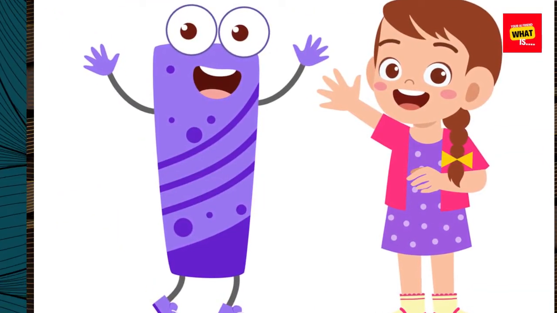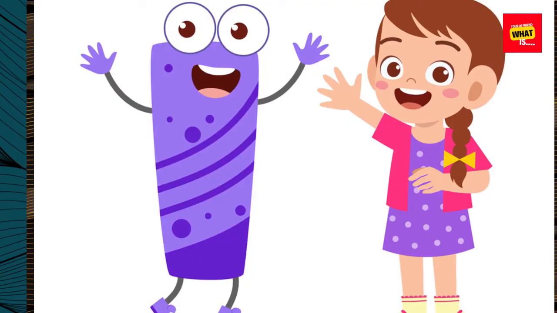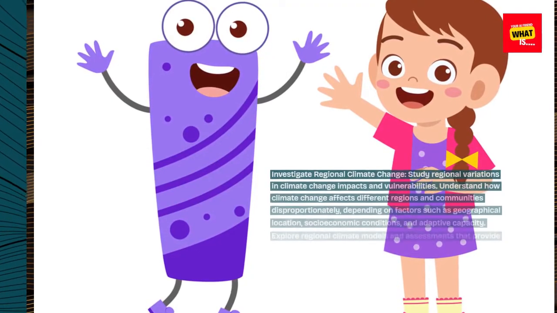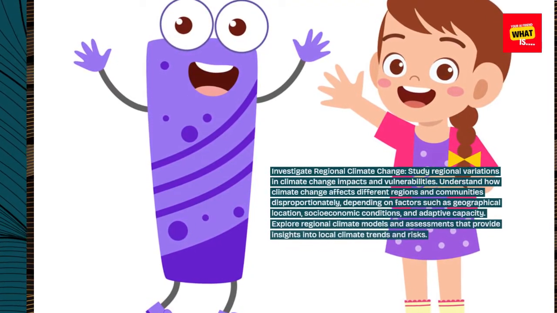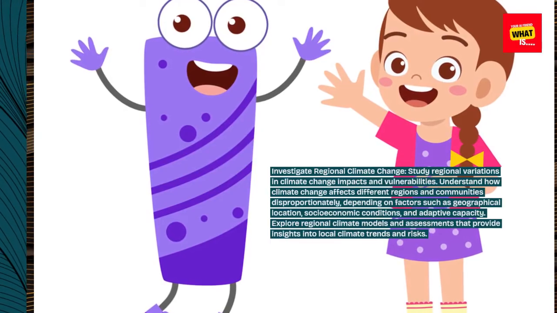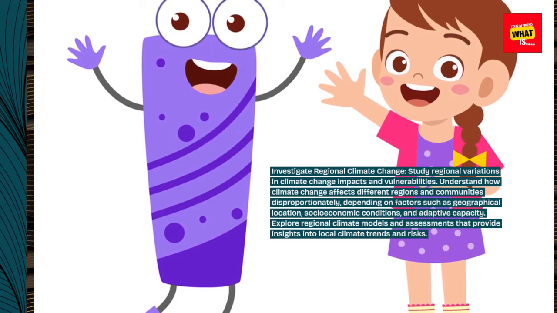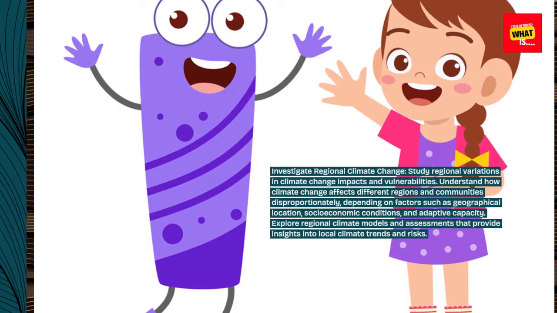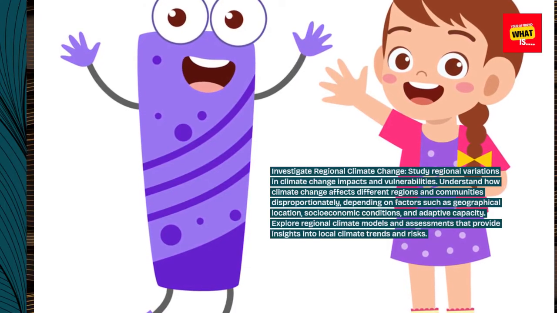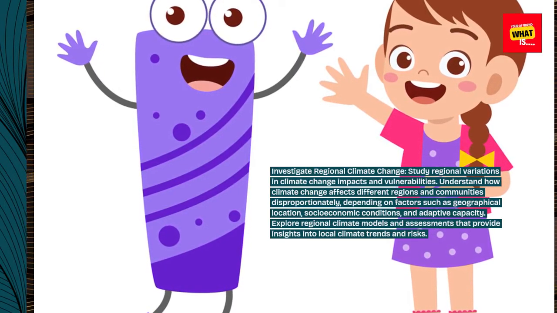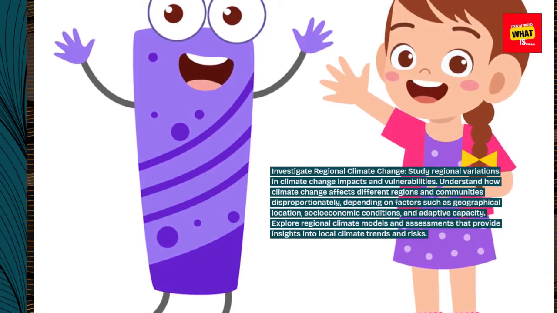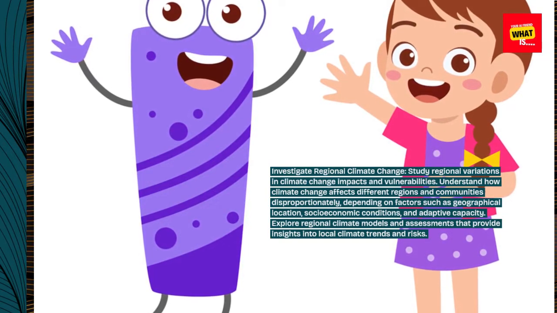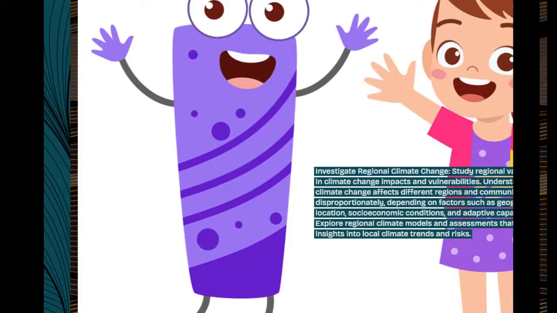Investigate regional climate change. Study regional variations in climate change impacts and vulnerabilities. Understand how climate change affects different regions and communities disproportionately, depending on factors such as geographical location, socioeconomic conditions, and adaptive capacity. Explore regional climate models and assessments that provide insights into local climate trends and risks.